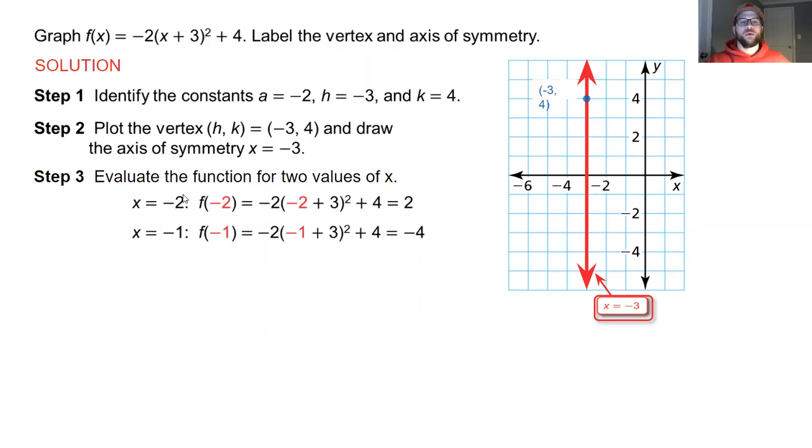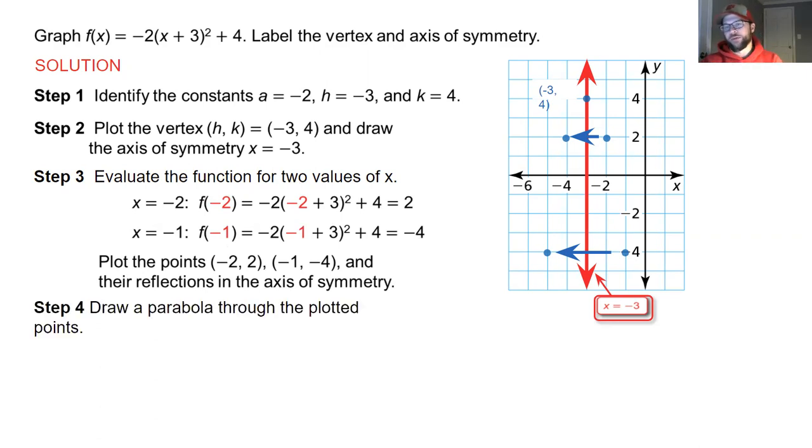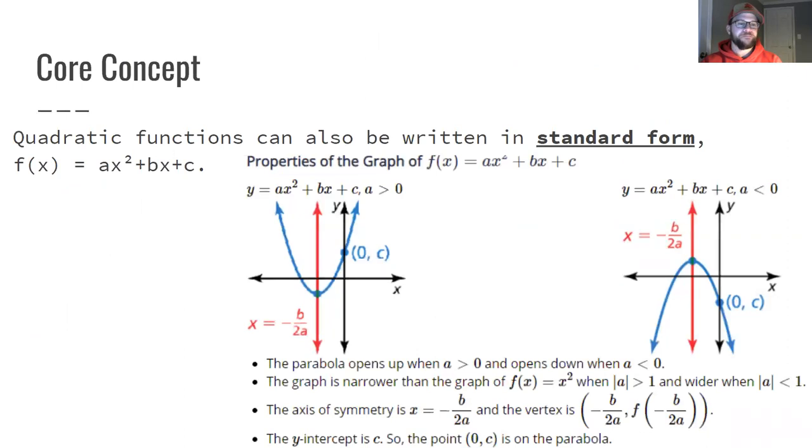So you have a coordinate point of negative 2, positive 2, and negative 1, negative 4 after you've evaluated them. So plot those points. And then you're going to reflect them over to the other side of your axis of symmetry, because remember, quadratics have axis of symmetries going through them vertically. And then connect the dots in a curve through those plotted points.